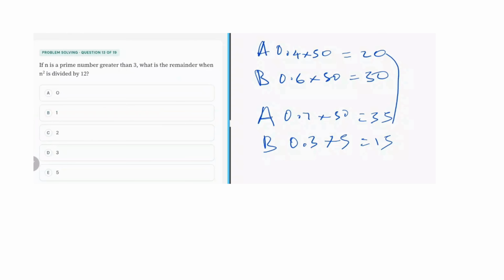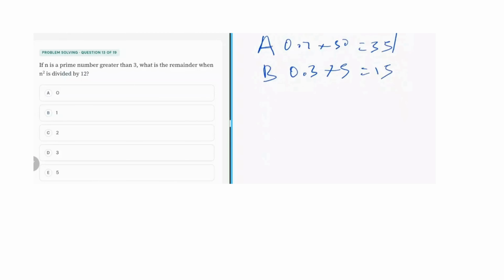If n is a prime number greater than 3, what is the remainder when n squared is divided by 12? I want you to pay a little attention. Prime numbers start from 2, 3. These are numbers no other number can divide except 1 and themselves.